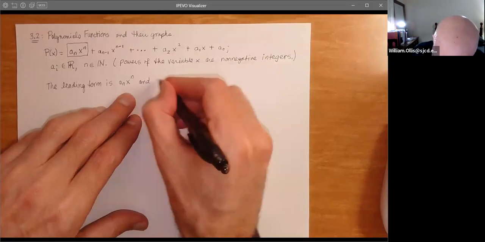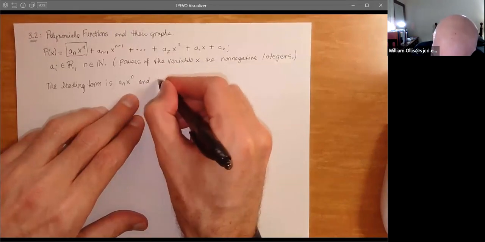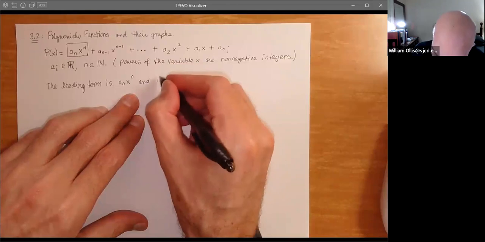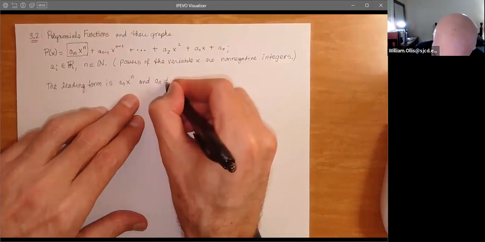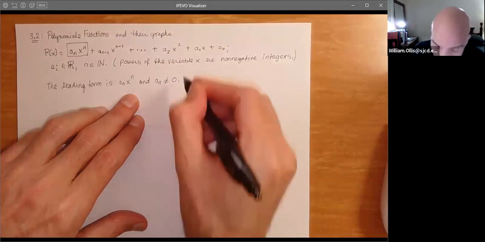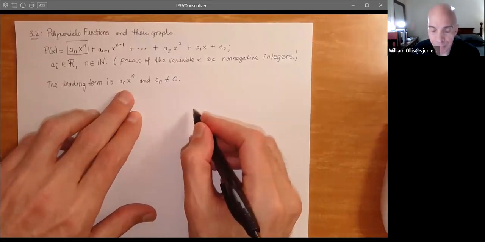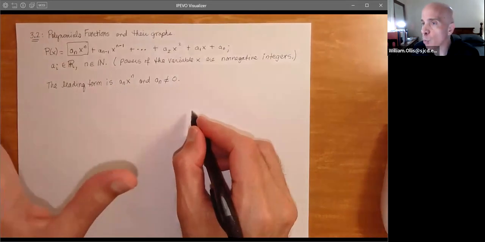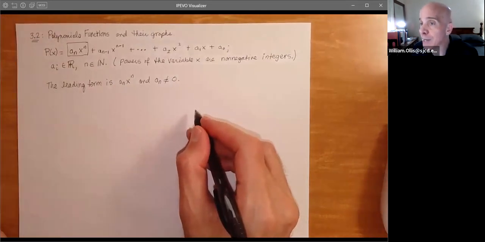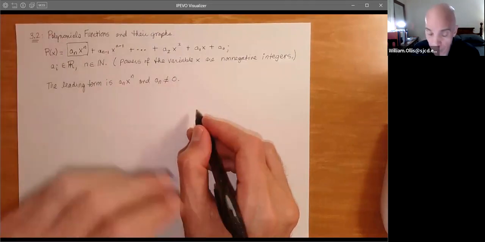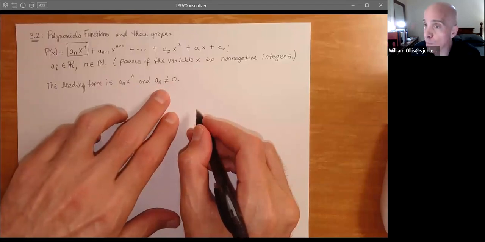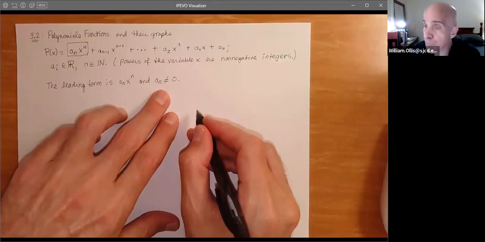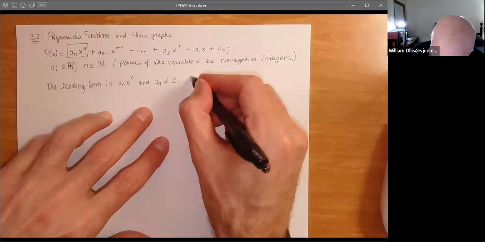And in this case, and this is very important, a sub n is always assumed to be non-zero. So when we write a polynomial, the leading term, just like with the quadratic function, we have to have the squared term, but the other terms could zero out. So the leading term is a sub n times x to the n, and of course that leading coefficient is assumed to be non-zero.